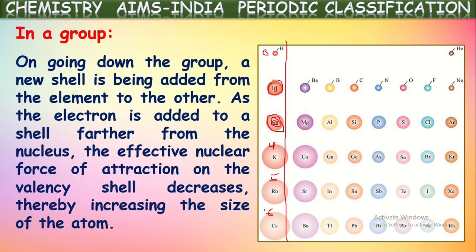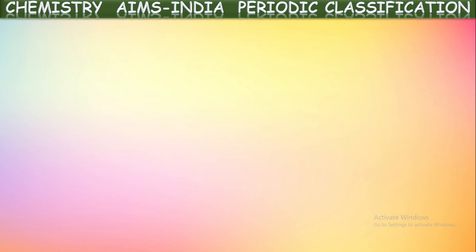Okay. But in case of period, what we observed in a period, all the elements are having same number of shells. There is no increase in the number of shells in a period. Only the electrons in the outermost shell increasing. That is the difference here. But in a group, as we move from top to bottom, number of shells increasing from element to element. That is why size increases in a group, but it decreases in a period.